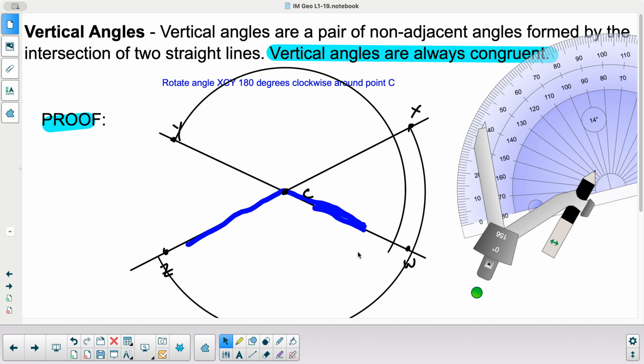So there it is, okay? You can clearly see that they are congruent, okay, with rigid motion, because angles do not change with rigid motion, okay? I could do the same thing over here with this angle here. Trace it. Okay, and rotate angle YCZ 180 degrees. Pick a direction, clockwise or counterclockwise, around point C. Okay, so there is the first proof, rigid motions.